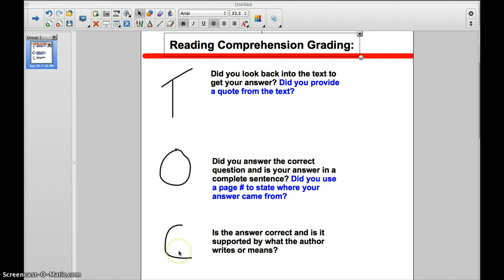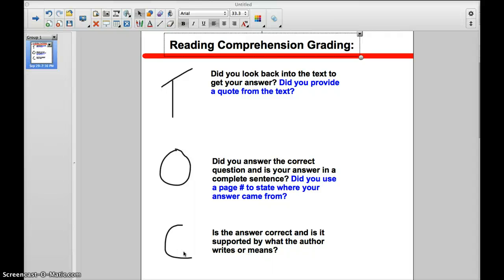The letter C stands for comprehension. I ask myself, is the answer correct? And is it supported by what the author writes or means? You're not allowed to just write whatever you think unless you can back it up and support it with proof from the text. Because nobody really wants to hear just your opinion. They'd like to hear your opinion, but they'd like to hear it supported.